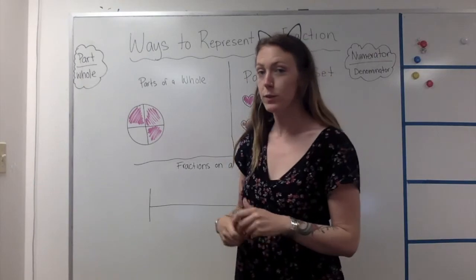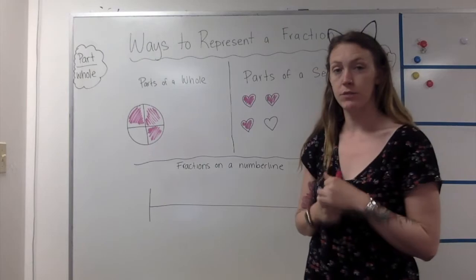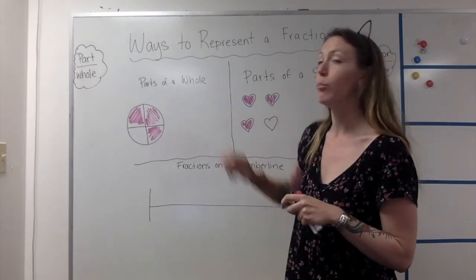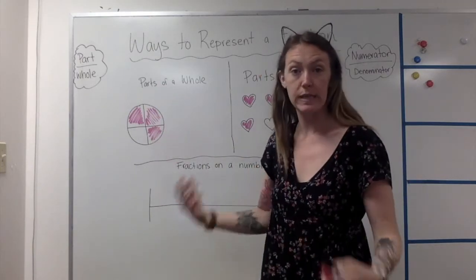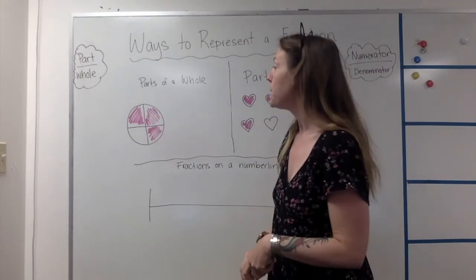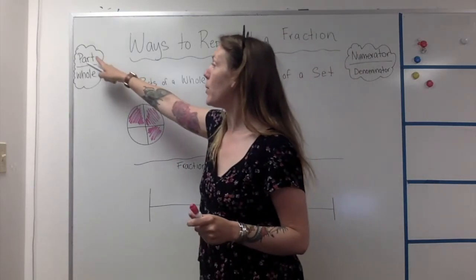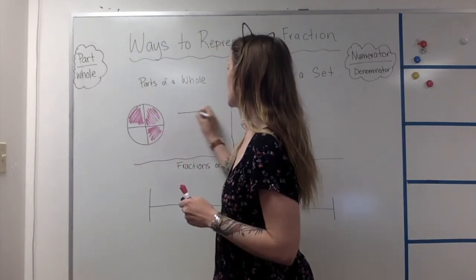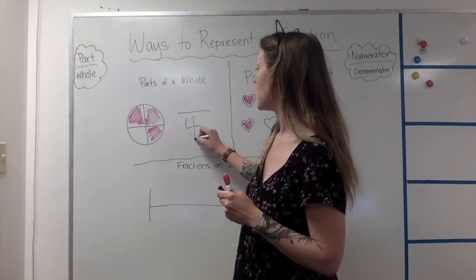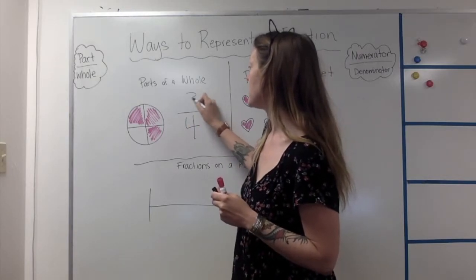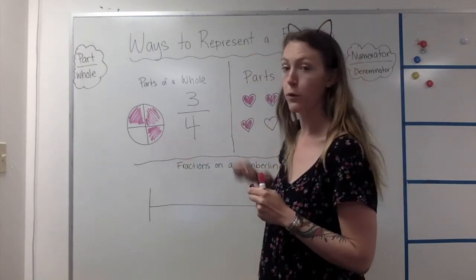All right, so we are quite familiar with 2 of the ways to represent a fraction. So first of all, we have parts of a whole. So we have a whole circle here, or a pie, or a pizza, or a birthday cake. And we know that to write a fraction for this picture, we need to show a part over a whole. So in my whole object, I have 4 pieces, and I have 3 parts shaded in. So this picture here shows us 3/4.